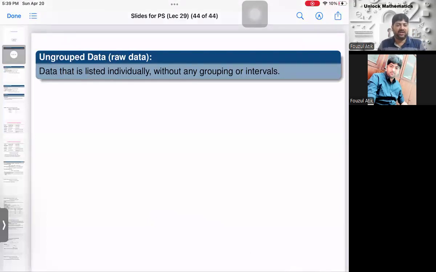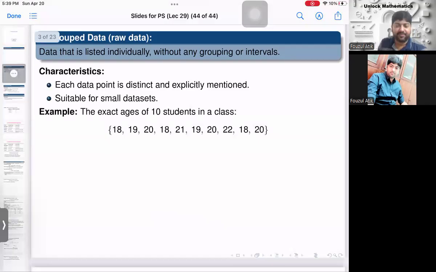So there are two types of data. One is ungrouped data, the raw data, and another one is grouped data. What is ungrouped data? Data that is listed individually without any grouping or intervals. So it is individually given. That is called ungrouped data. What key characteristics does it have? Each data point is distinct and explicitly mentioned, suitable for a small database, because all data are given. We'll discuss this kind of thing only for small databases.